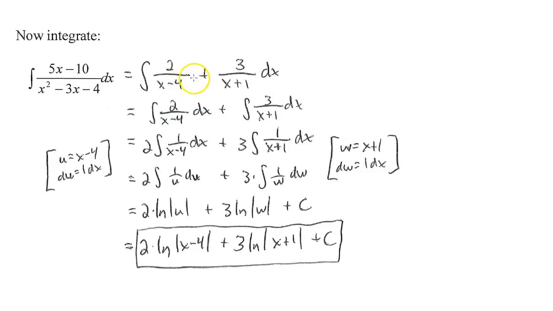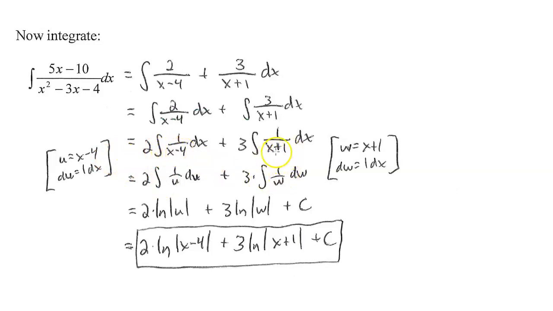Now, if we want to do these integrals, we can integrate them separately. Remember, the integral of the sum of two functions is equal to the sum of the integrals. We can factor out the 2, it's a constant, bring it outside, and same thing here, we can bring the 3 outside. And now we can do a u substitution where we let u be x minus 4.